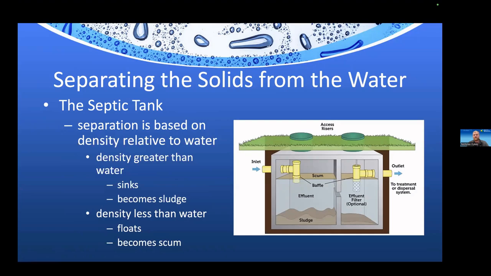And then anything that its density is greater than water, it sinks to the bottom during the separation period and becomes sludge. If you look at this image to your right, there's a nice clear layer between that scum layer and the sludge layer. And it's going out the tank to the treatment or dispersal system. And this is how we help protect our soil treatment area.